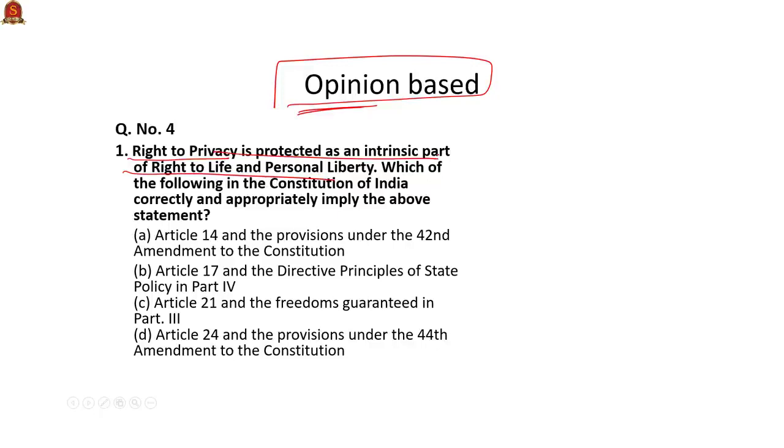They are telling the aspirants, this is a stand taken by the examiner: right to privacy is protected under right to life and personal liberty. But here, the question part is, which of the following in the Constitution of India correctly and appropriately imply the above statement? So, as we all know, Article 21 and the freedoms guaranteed in Part 3 of the Indian Constitution, that is the fundamental rights part. Article 14 will not directly be related to right to privacy. Article 14 talks about right to equality, Article 17 about untouchability, and Article 24 right against exploitation. So the appropriate answer will be C.